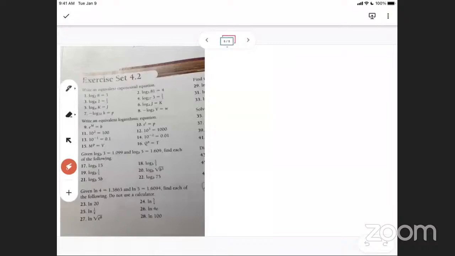So your next exercise set is actually not about derivatives, it's about logarithms. So again, we have to kind of have a basic ground rule of logarithms and understand what a logarithm is.